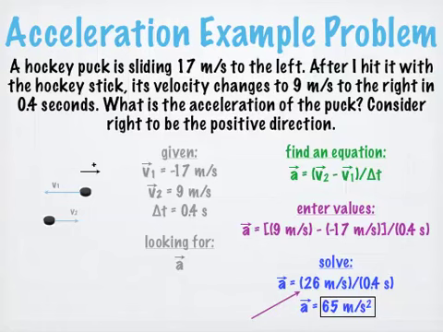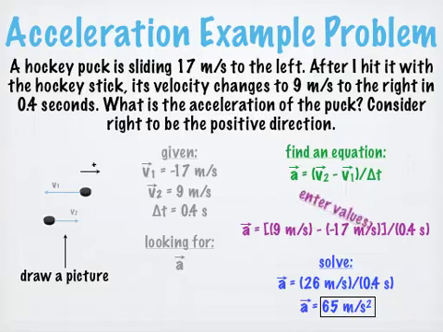I would recommend going through this method anytime you're working on a physics problem. First, draw a picture, then make a list of the known values you're given in the problem. Write down the unknowns you're looking for. Find an equation or equations that contain your knowns and unknowns. Enter your given values into the equations, and finally solve for your unknown values.